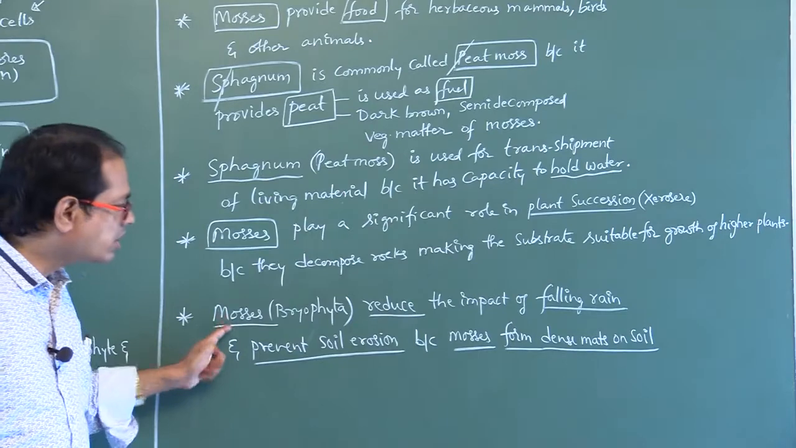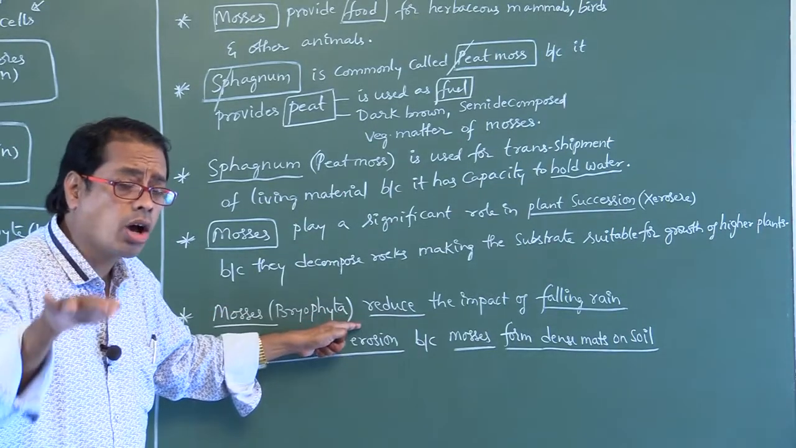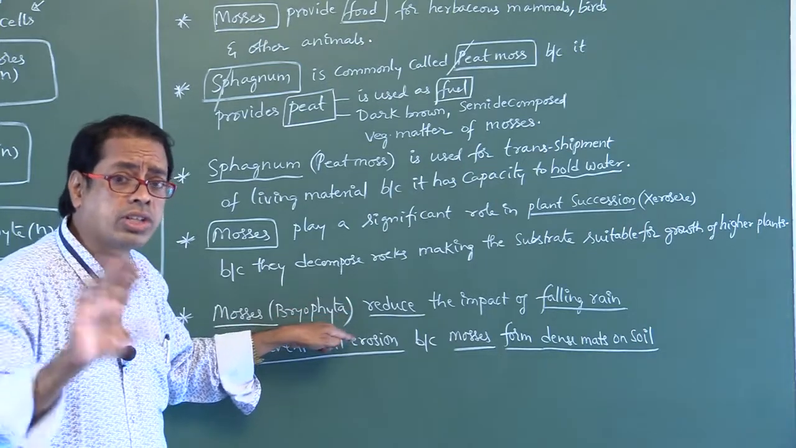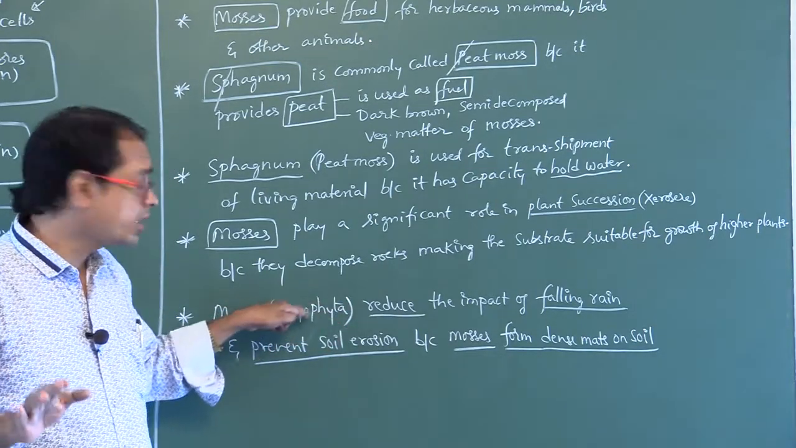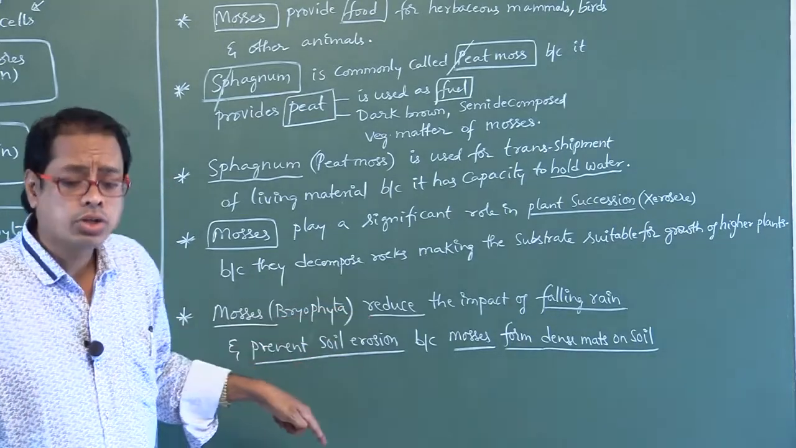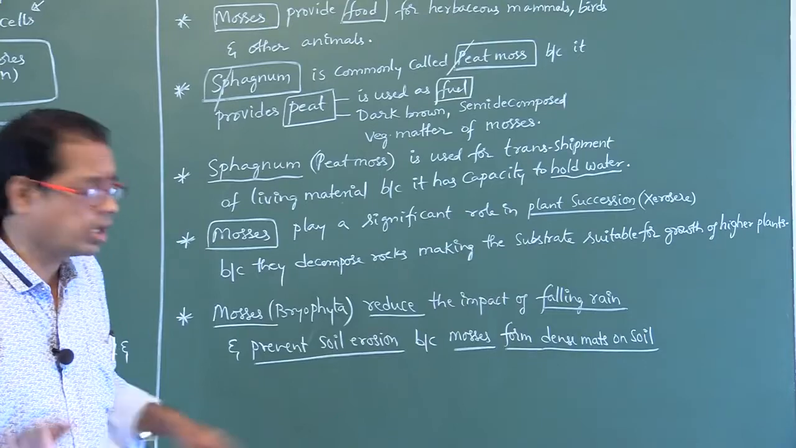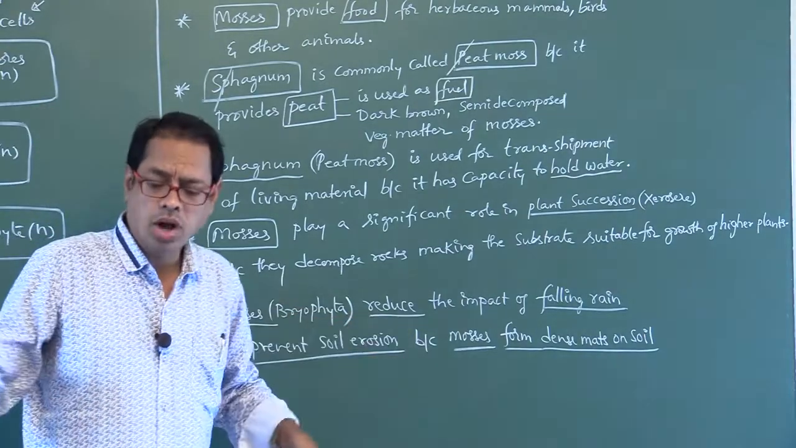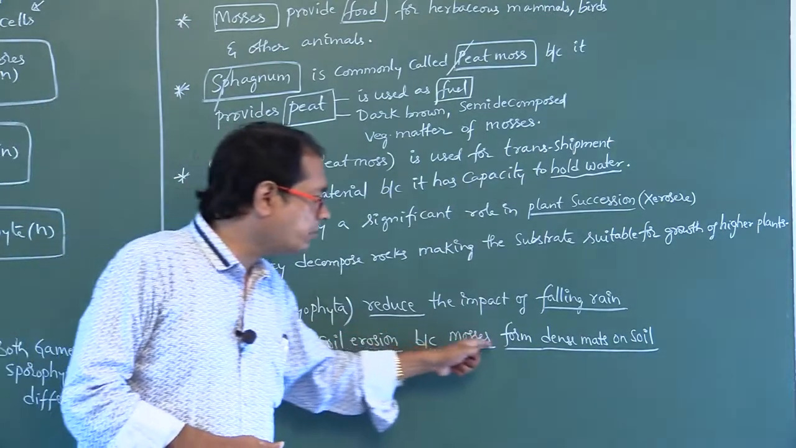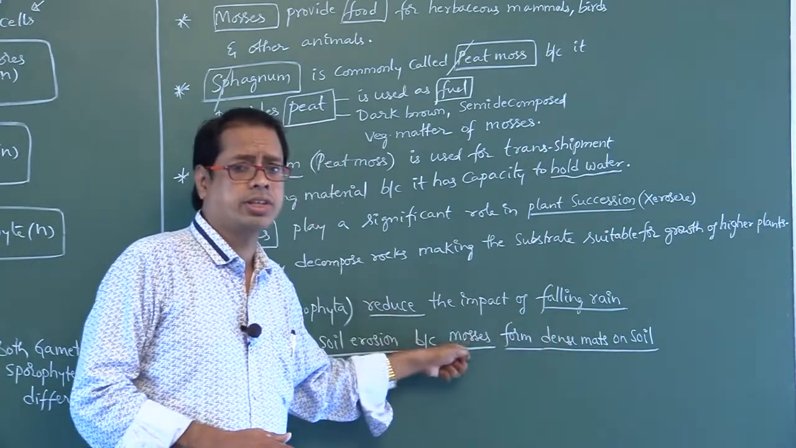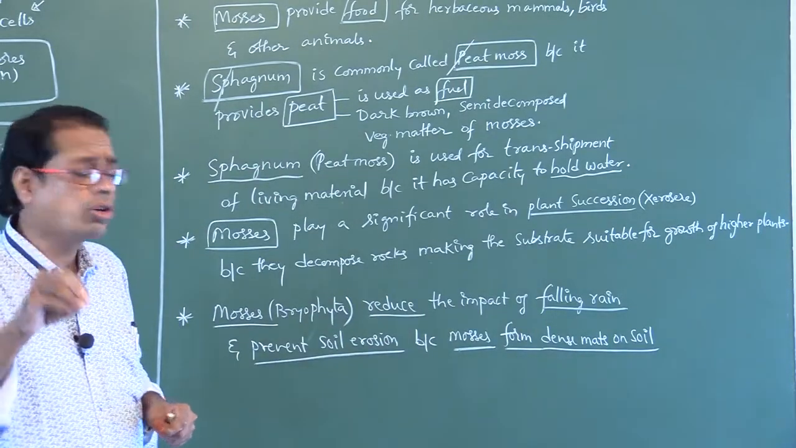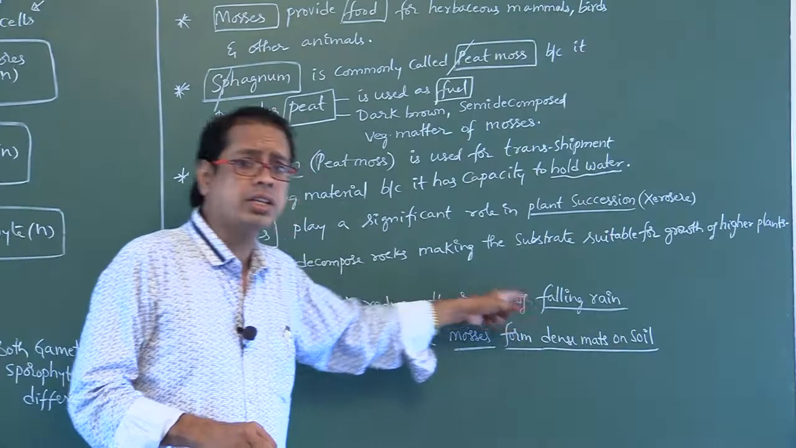Okay. Next, mosses reduce the impact of falling rain. Reduce or increase? Reduce, don't say increase. Mosses reduce the impact of falling rain and also prevent soil erosion because mosses form dense mats on soil. So which form dense mats on soil? Mosses. That's why soil erosion is prevented. Which reduce the impact of falling rain? Mosses.